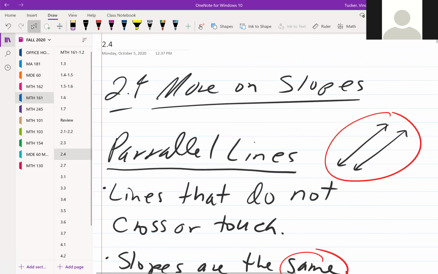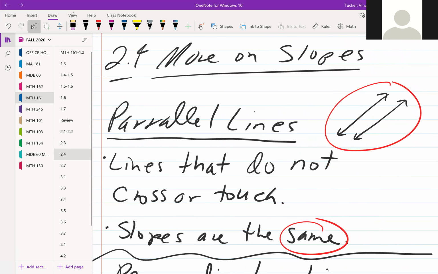Let's look at a little bit of 2.4 and then we'll close it out today. So 2.4, more on slopes, talking about parallel and perpendicular lines. Parallel lines are lines that do not cross or touch, which means your slopes will be the same. Slopes will be the same if you have parallel lines.